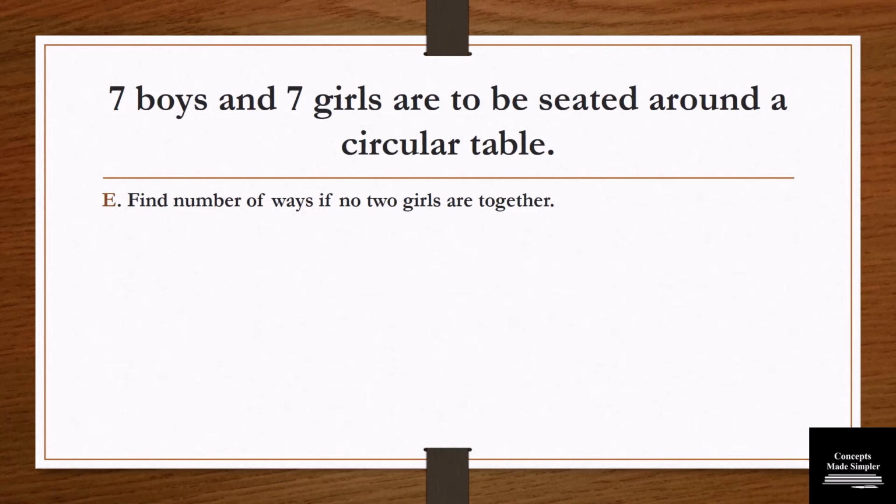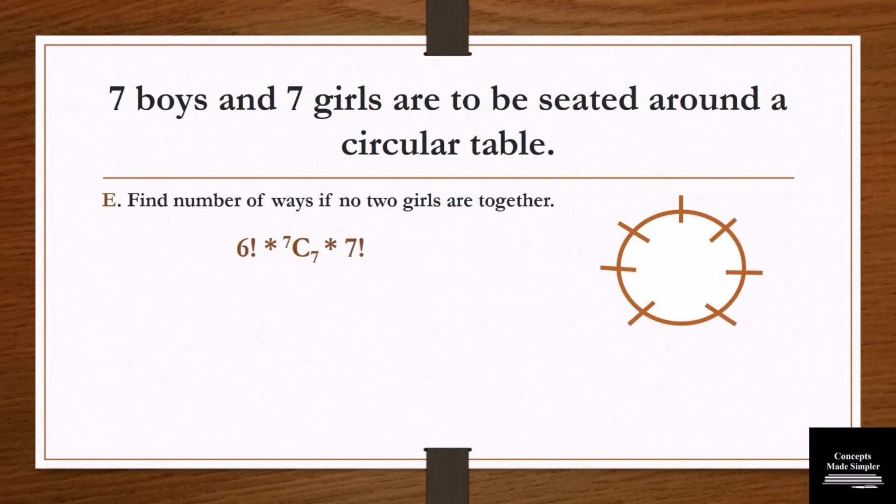You have to go with the gap method. Now first we will be arranging the boys. So if we arrange the boys, we know we have 7 boys, so that would be factorial 6 ways. Now for arranging of girls, we have 7 gaps. If you count the gaps, those are 7. So we will select 7 gaps out of 7, that would be 7c7, and we will be internally arranging those girls also, so that would be factorial 7. So the solution is factorial 6 into 7c7 into factorial 7.